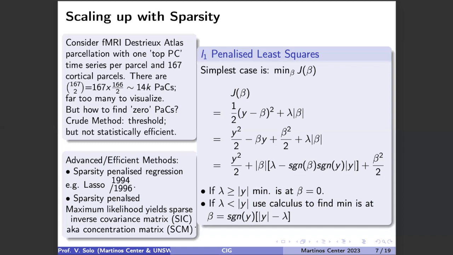I just want to make a side comment. I've got 1994, 96. So 1996 is the paper by Tibshirani, famous computational statistician at Stanford, published in a stat journal. And a lot of people refer to that as the beginnings of this sparsity revolution. It's not really true. When you look at the history of science and technology, there are always precursors. I'm not going to bore you with that history.